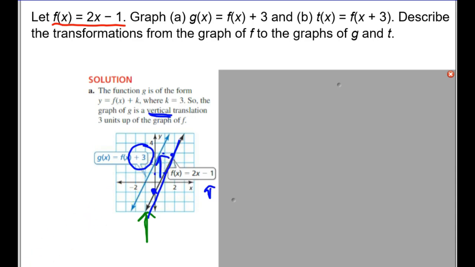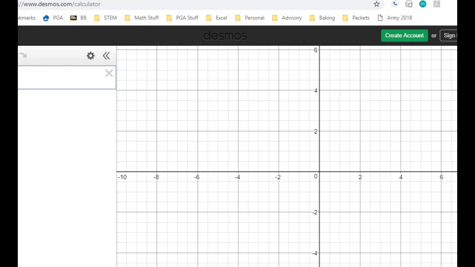So I also want to show you kind of what that looks like in Desmos. So I'm going to type 2x minus 1. There's our parent function, right? That's the graph that we just started with. Oh, I'm sorry, I had 2x minus 2, 2x minus 1. There we go.